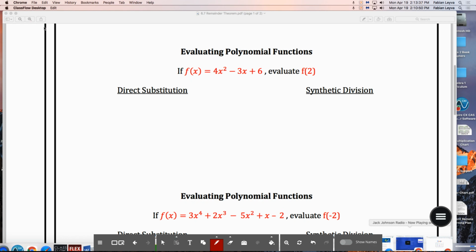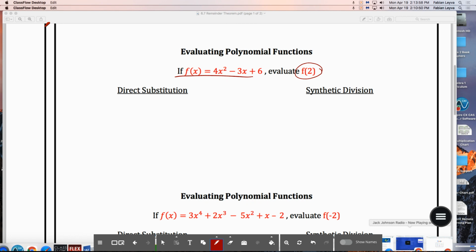All right, guys, so let's evaluate f of 2 given the following polynomial function. Now, the only way I showed you how to do this so far is by direct substitution. What I mean by direct substitution is literally just substitute that input into that function, and figure it out. So let's just remind ourselves, to have a second example.